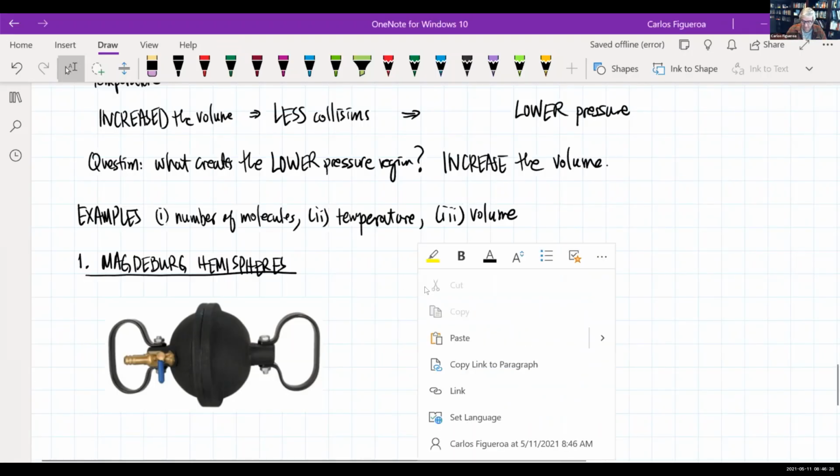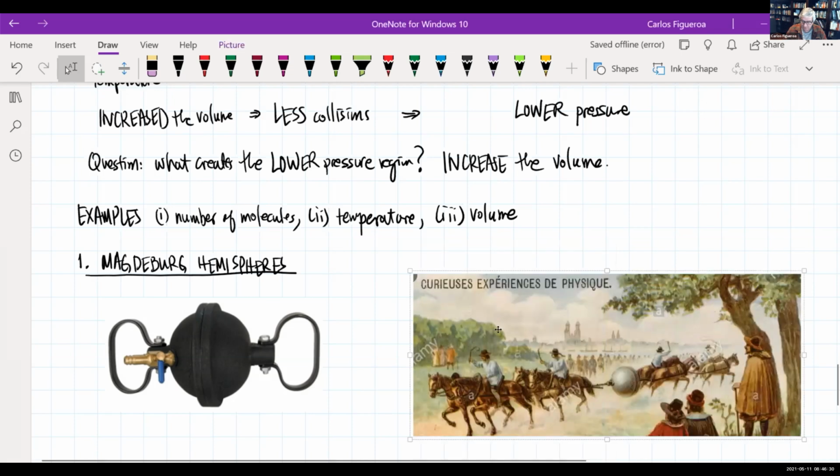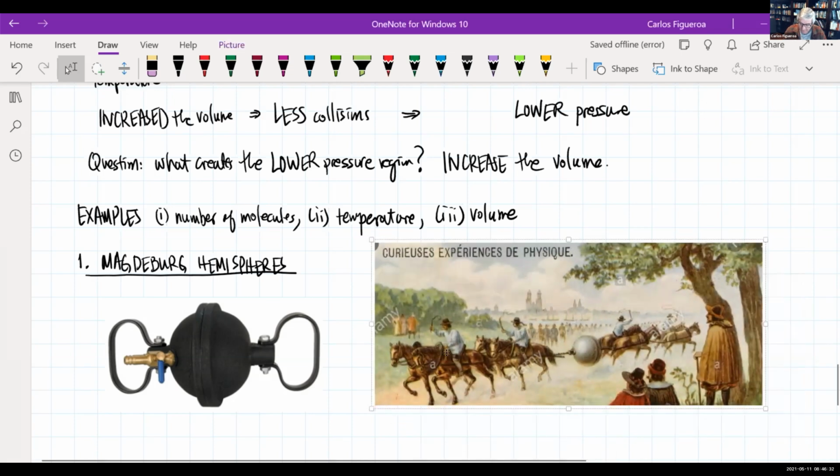He went in and he did the following thing. He took horses on one side, and then he had horses on the other side, and right in here, this guy right here is the Magdeburg hemisphere. So what was so important about this during this time here?